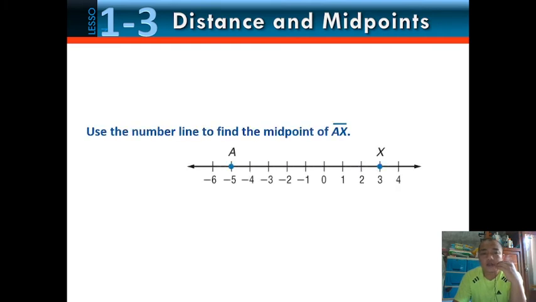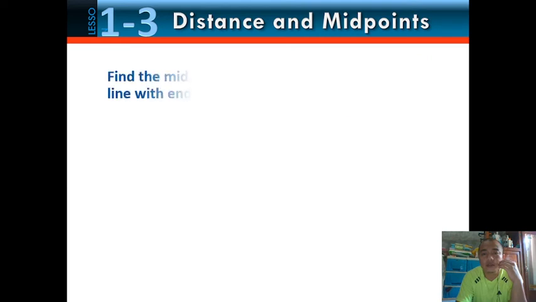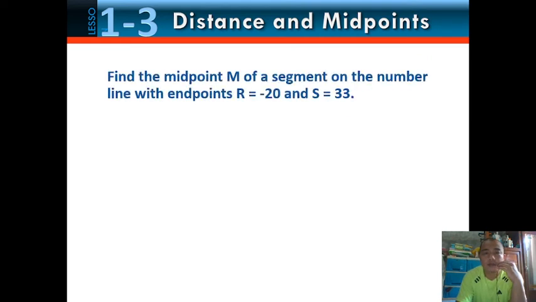Use the number line to find the midpoint of AX. Okay, by counting, what's the length of AX? 1, 2, 3, 4, 5, 6, 7, 8. 8. So the midpoint is 4. Just add 4 to negative 5. Negative 5 plus 4 is negative 1. So negative 1 is the midpoint. Next, find the midpoint M of a segment on the number line with endpoints R at negative 20 and S at 33. The answer is 26.5. It's just the average.